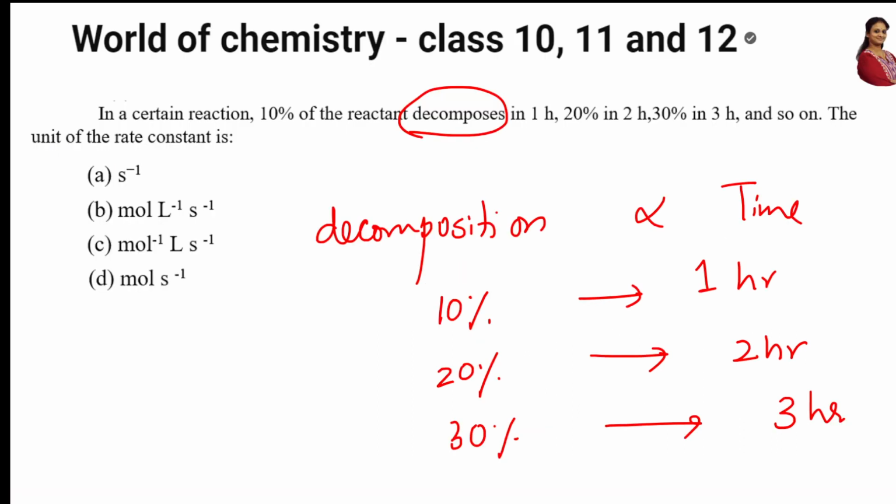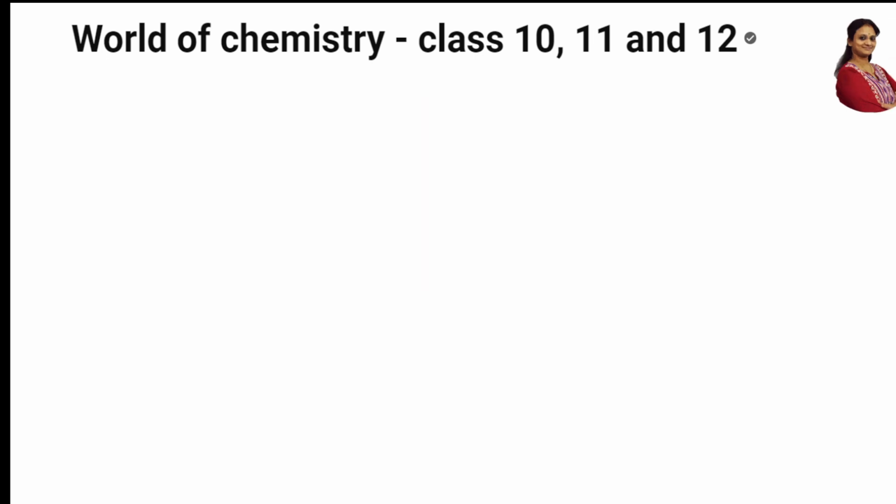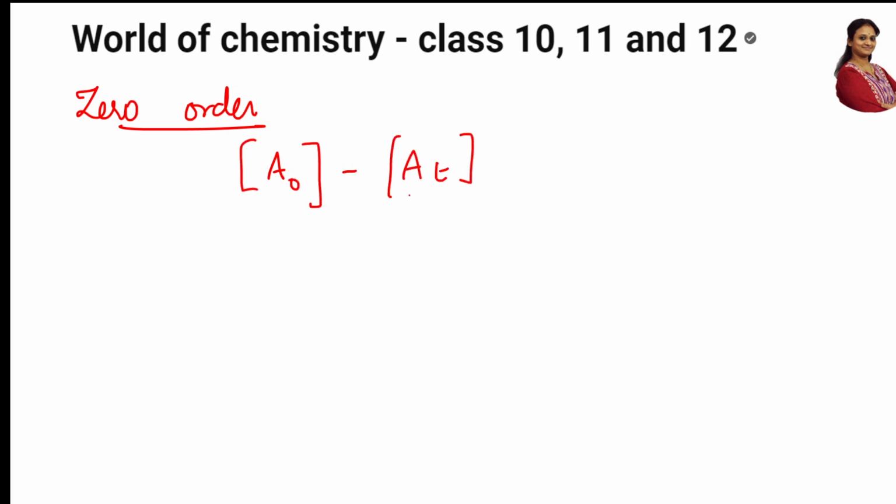Okay. So 3 hours. Now, what did they say? They are asking for the unit of the rate constant. Which one is this? Is it zero order, first order, or second order? Let us start with zero order and see. Then first, then second. According to zero order, listen, students, the integrated equation is A naught minus At is equal to Kt.